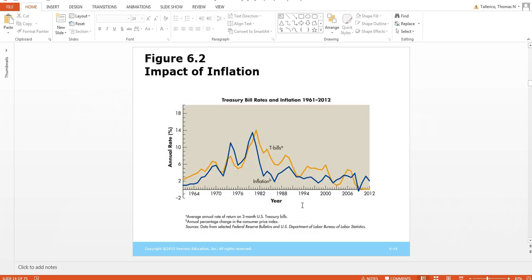All right, I want to jump ahead. So here's inflation, and here's the Treasury bill rate. You can see how they track, right? So when the Treasury bill rate goes up, inflation goes up. And you know the T-bill rate lags a little bit. 1981-82 was a tough year.